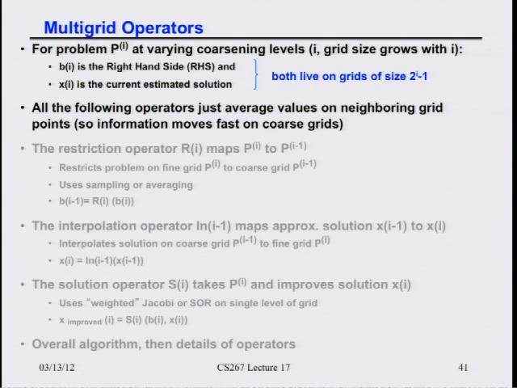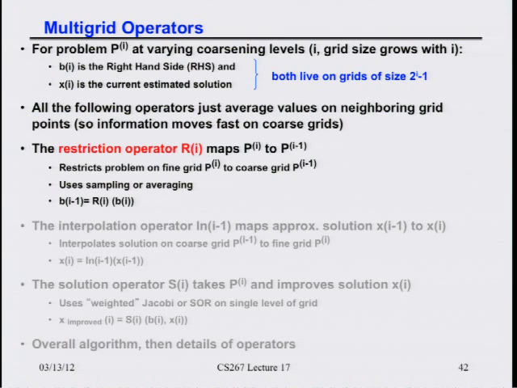Then I have to do some work and actually improve things as much as I can on a particular mesh. That's going to be called the solution. And then once I get the solution in the coarse mesh, I have to put it back on the fine mesh, and that's called interpolation. So I have these 3 different operators, and they all turn out to be just averaging with your nearest neighbors, just different values of averages.